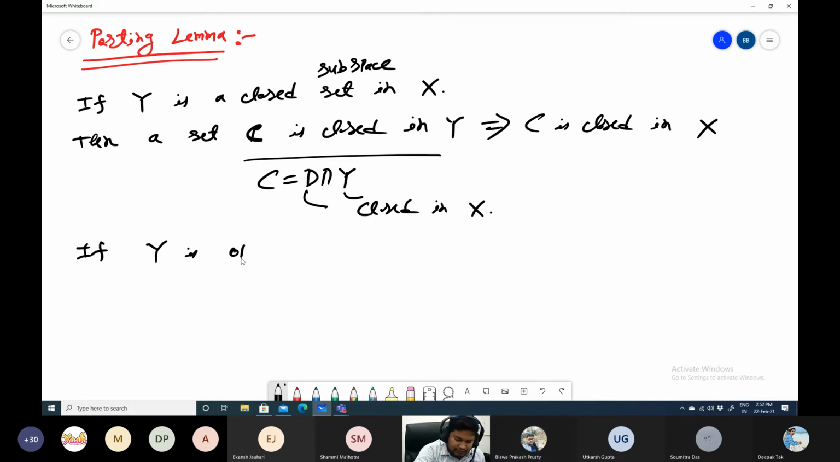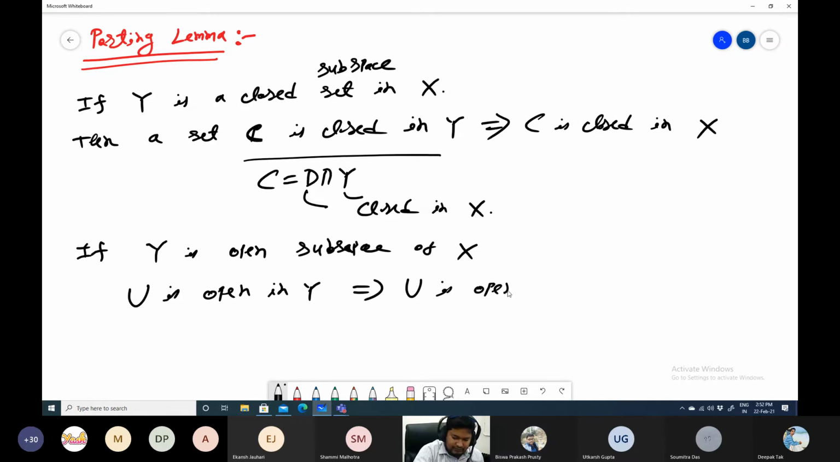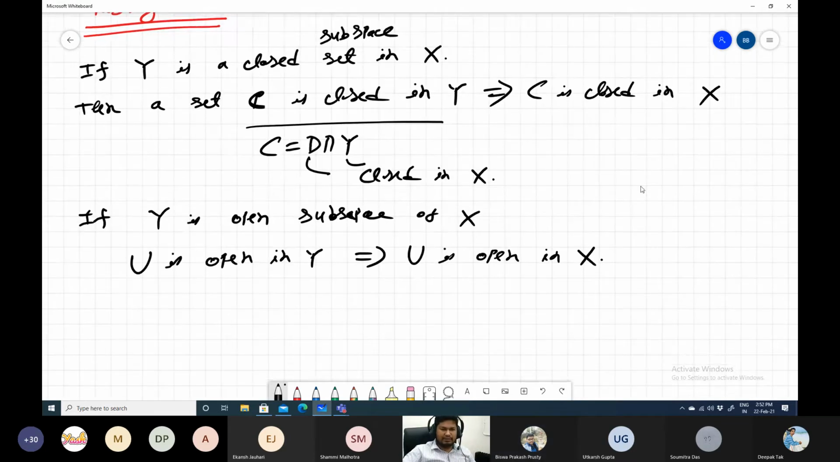If Y is an open subspace of X, then any U open in Y will imply U is open in X. And similar logic: since U is open in Y, U can be written as V intersection Y, where V and Y both are open in X. So therefore U is open in X. So both are simple. Now by actually using this, we use the pasting lemma.